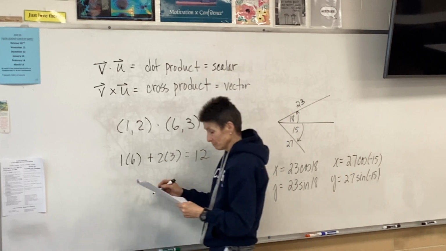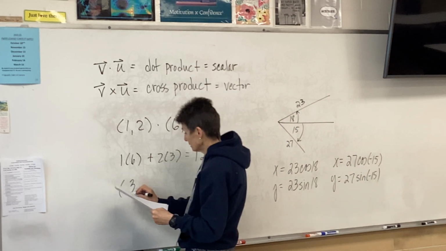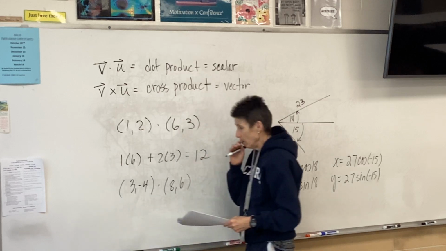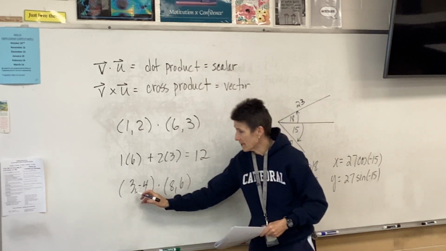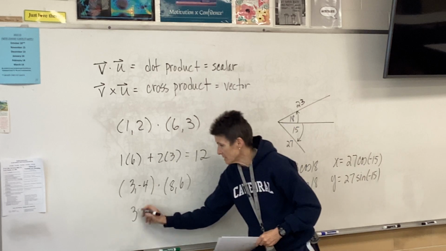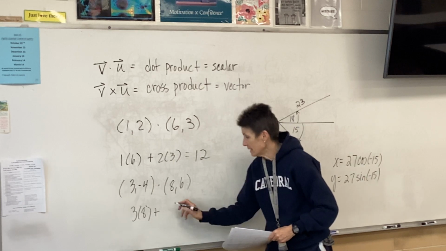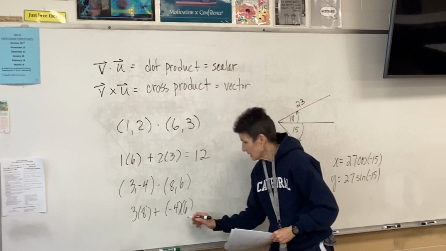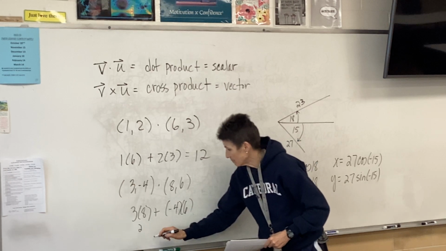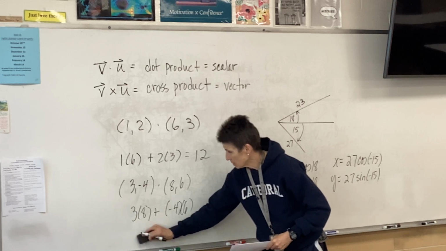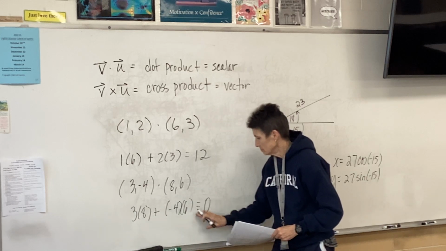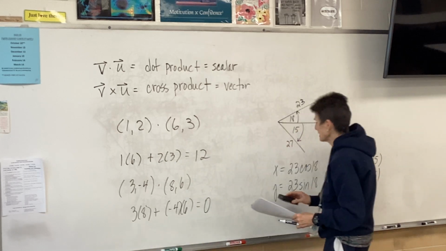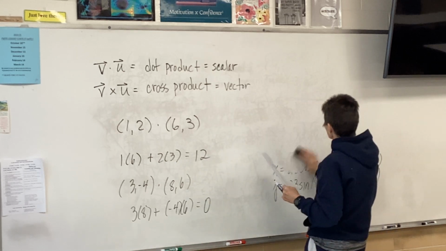B. We're finding the dot product of 3, negative 4, and 8, 6. All right, so we take x times x, so 3 times 8, and negative 4 times 6. And so what do we get? Oh, looks like we get 0. Did you get 0? Oh, that's kind of special. 0 is a special number.